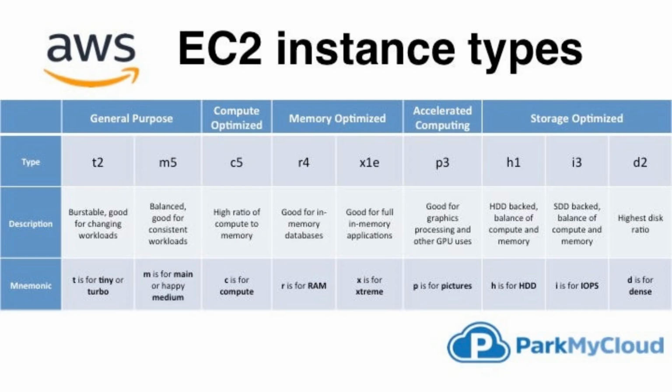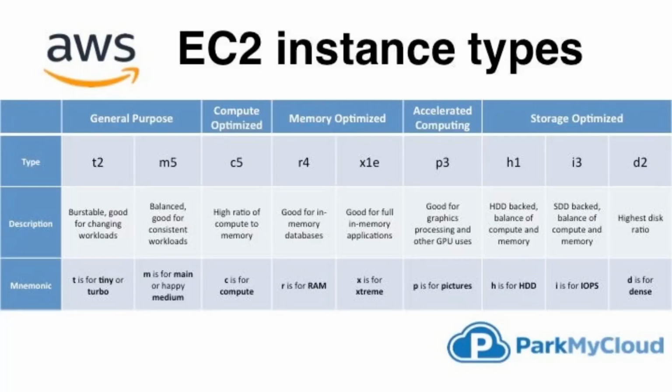EC2 instance types are of multiple types. For example, we have general purpose, compute optimized, memory optimized, accelerated computing, storage optimized, HPC optimized, instance features, etc. So let us discuss these instance types one by one. Here comes the first one, which is general purpose EC2 instances. General purpose EC2 instances are great for a diversity of workloads such as web servers or code repositories. General purpose is a balance between compute, memory, and networking.